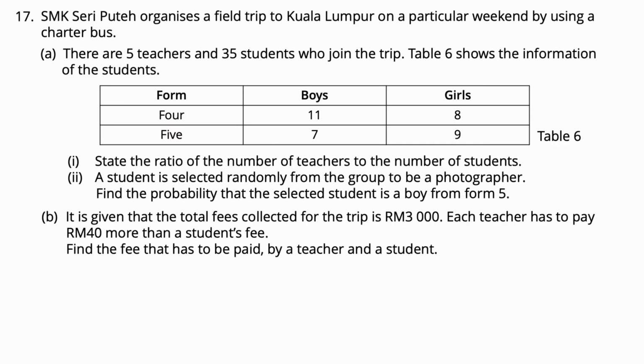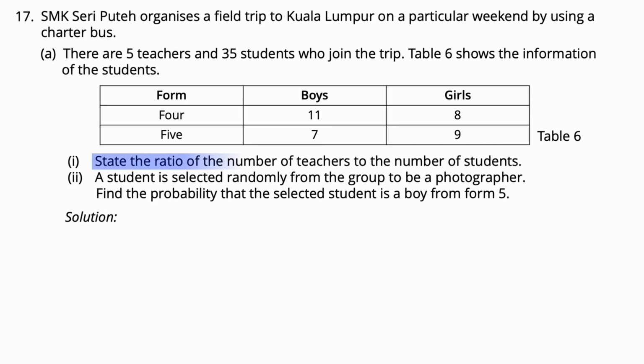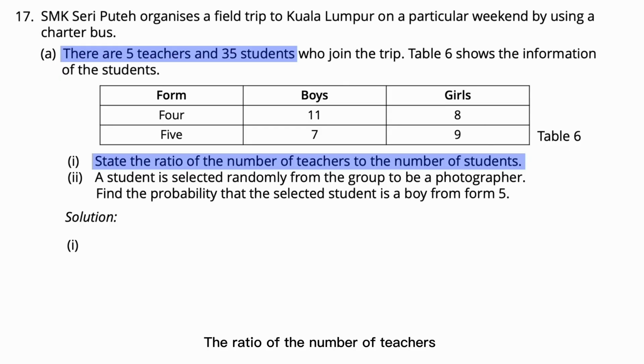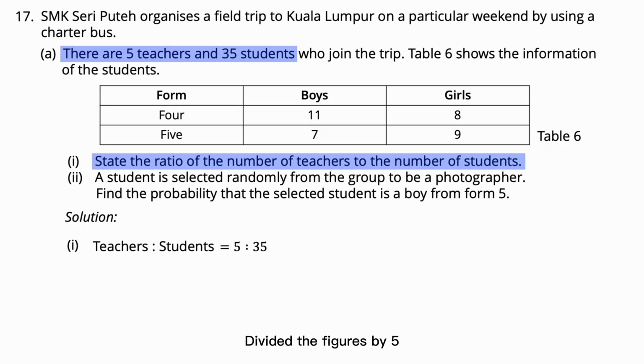Question 17. SPM Sariputta organizes a field trip to Kuala Lumpur on a particular weekend by using a charter bus. Question A1. Take the ratio of the number of teachers to the number of students. There are 5 teachers and 35 students altogether. The ratio of the number of teachers to the number of students is 5 to 35. Divide the figures by 5. 5 divided by 5 equals 1, and 35 divided by 5 is 7. That is 1 to 7.